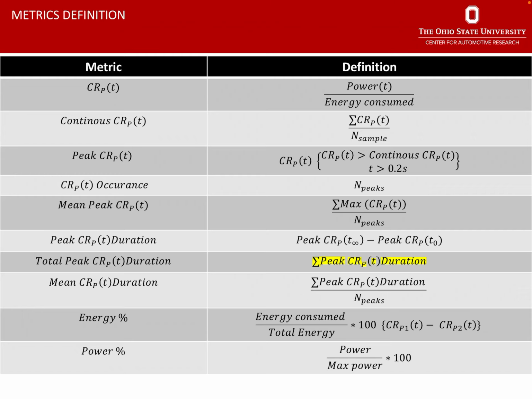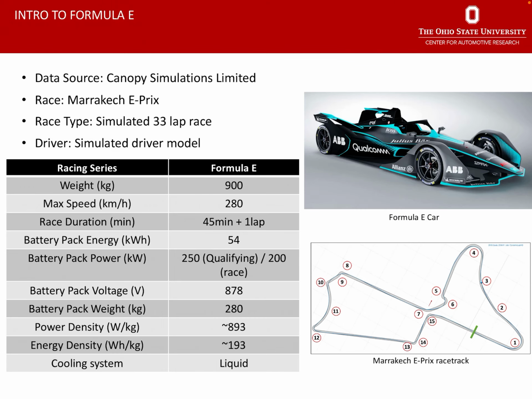The mean peak C rate is the mean of the maximum C rate that occurs for a duty cycle. And the peak C rate duration is the duration of a pulse. The mean C rate duration is the mean of the peak C rate duration, and the energy percentage is the energy consumed in a given C rate range or a power range divided by total energy multiplied by 100, and the power percentage is the normalized power multiplied by 100.